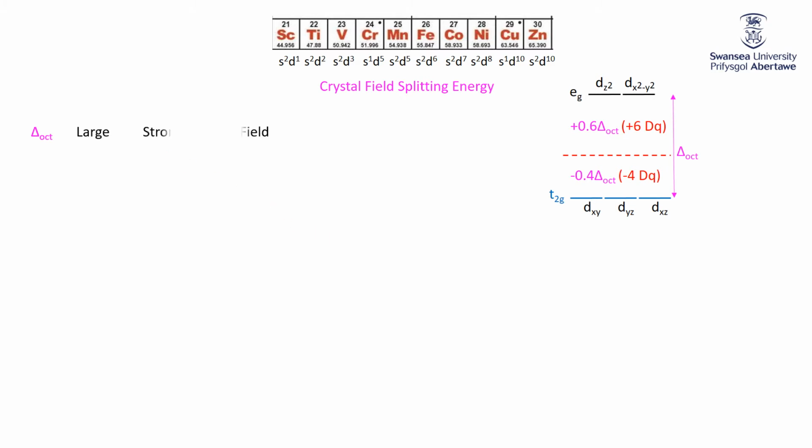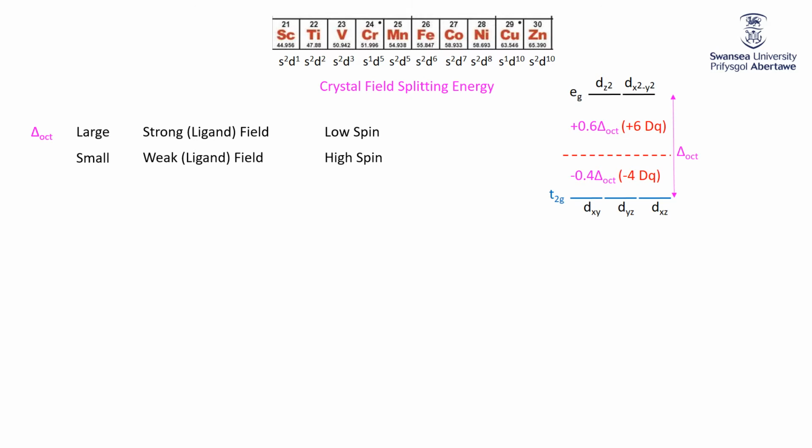Delta oct can be really large when you have what's called a strong ligand field. And of course, remember, if delta oct is large, that means we have low spin. Delta oct, on the other hand, will be small when you have a weak ligand field. Not a big gap here. That's when you get the high spin considerations.